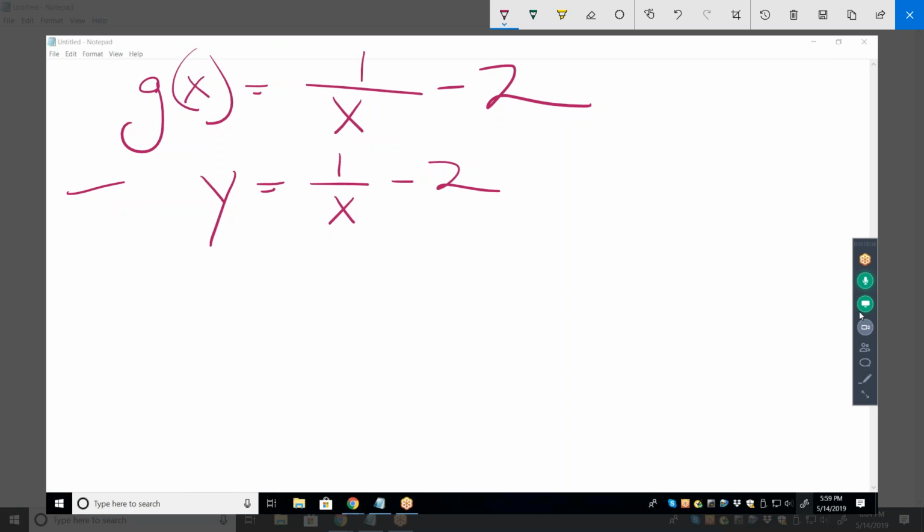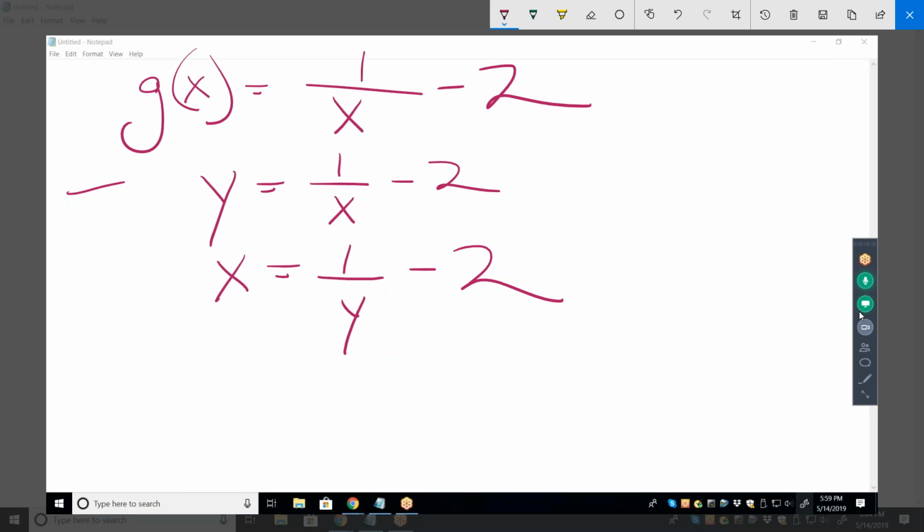You would add 2? Nope. Next step is switch the variables. Always switch the variables. Now you can actually do it in either order. You don't have to switch the variables as the next step. You could add 2. But at some point you have to switch the variables, and I'm a big fan of switching them immediately. Now solve that for y, and what you'll have is g inverse of x.